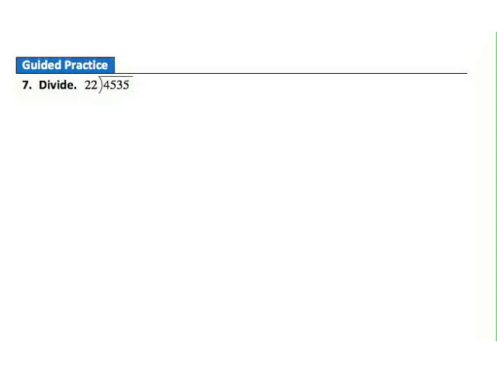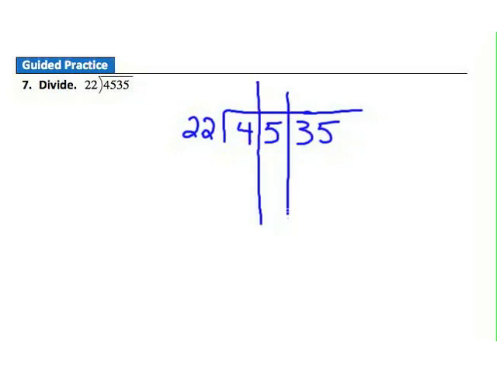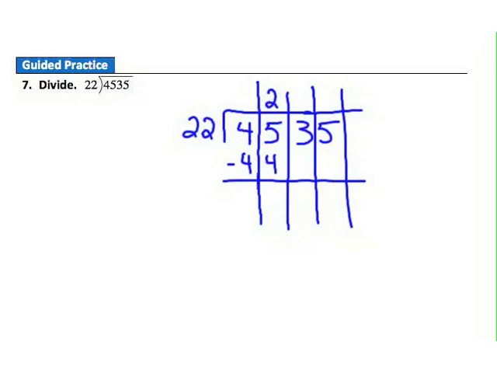Question 7. We're dividing 22 into 4,535. Notice I left myself a little space here so that I can draw those lines in to organize this. Okay, once we got the lines in there, we're ready to start. So let's see, 22 will not divide into 4, it's too small. So we're going to go 22 into 45. And let's see, 22 into 45 is going to go twice. And if I multiply 2 times 22, that's going to give me 44. So I write that down here to subtract it. When I subtract, I'm going to get 1. And now I bring down the next digit, which is the 3.